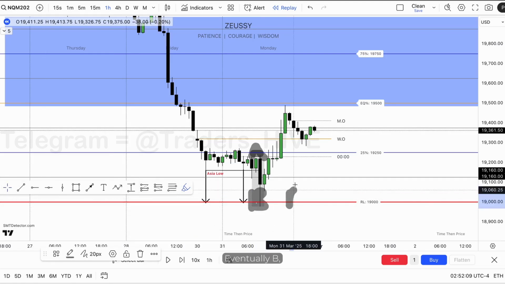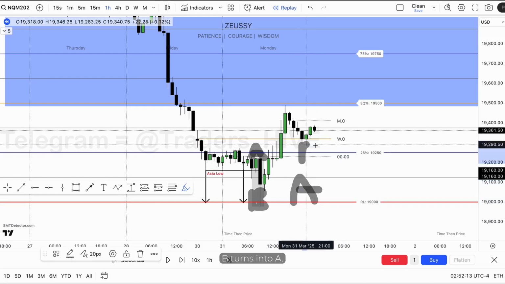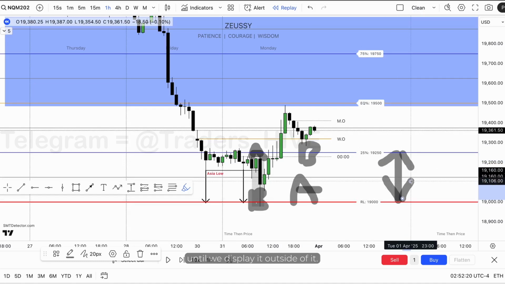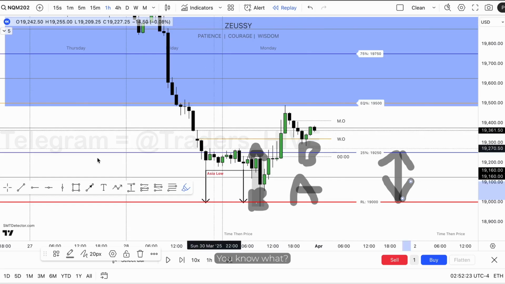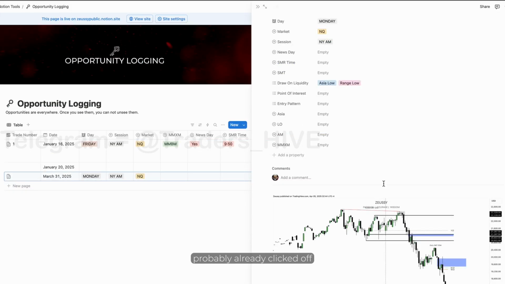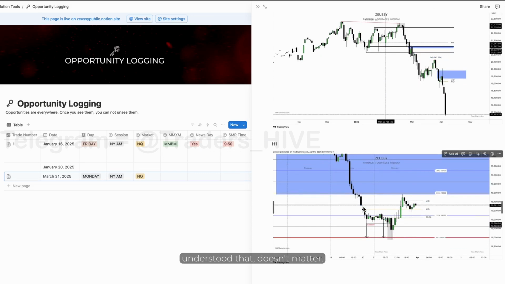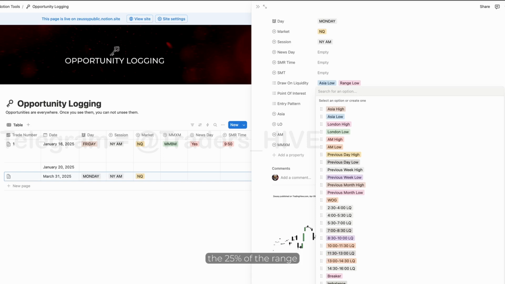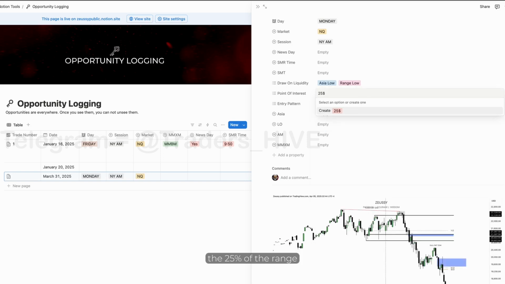Eventually B turns into A. So what you can see is that you can simply play this range back and forth until we displace outside of it. You know what? Since we're doing it all raw right now, no, I'm not going to save that one, it's clear. And some of you probably already clicked off, so they wouldn't have understood that. Doesn't matter. Alright, point of interest is going to be the 25% of the range.